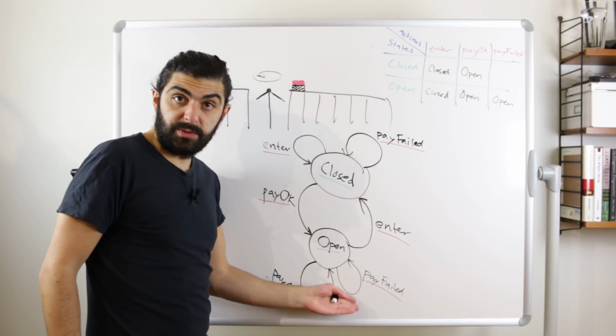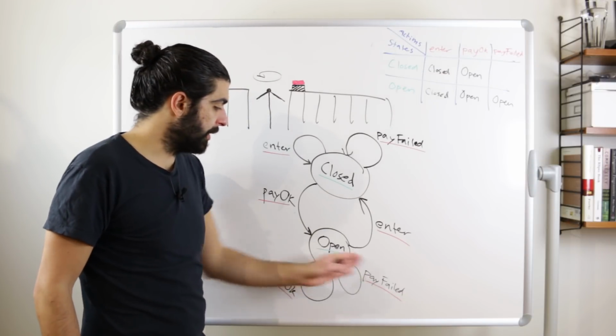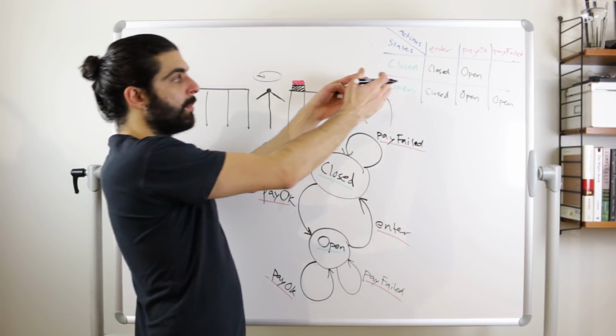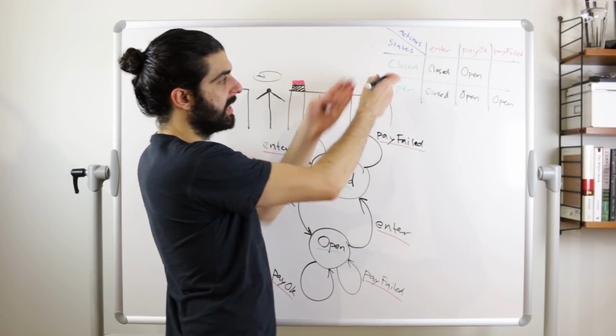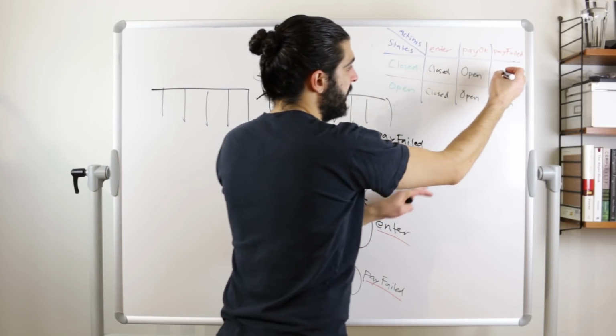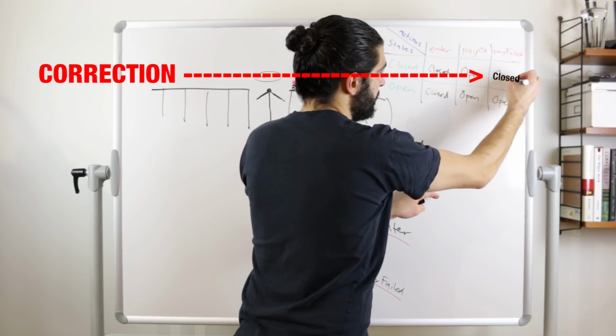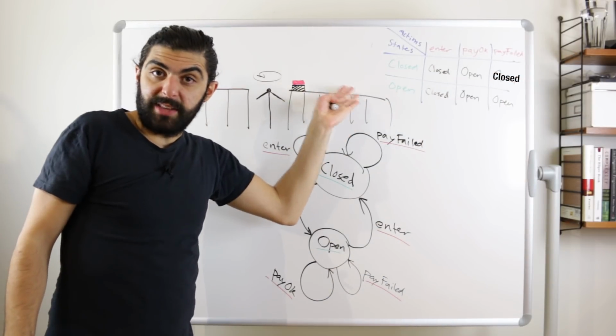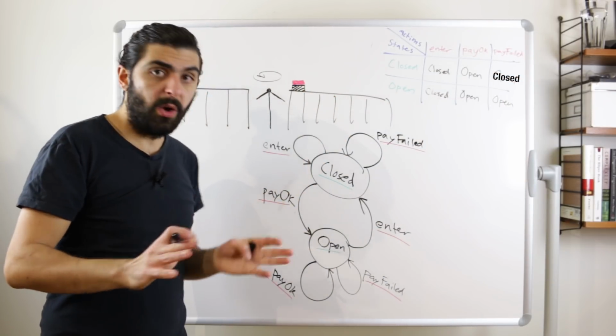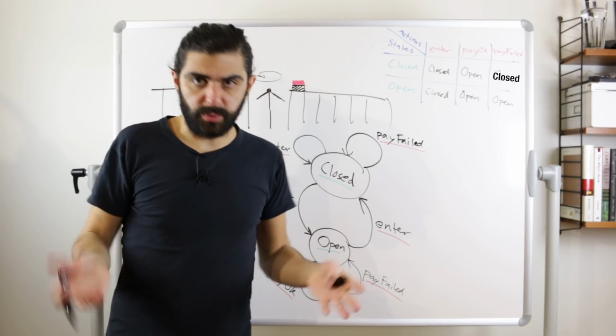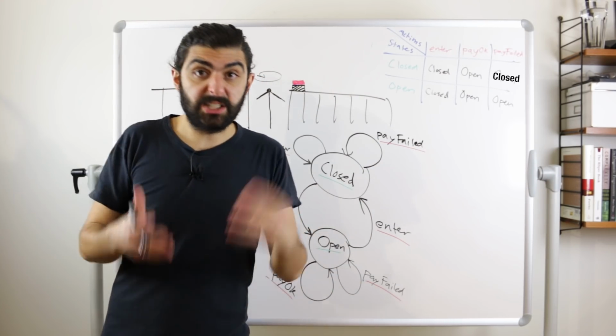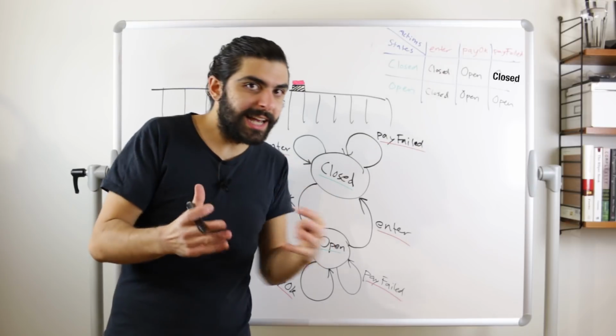And now let's add this last pay failed arrow that we drew here on the right side to the table over here. So if we're in the closed state and we receive the message pay failed, then we stay in the open state. And that's it. So now we have that transition table, and we essentially know that regardless of which state we are in and regardless of which action we receive, we know exactly what to do.